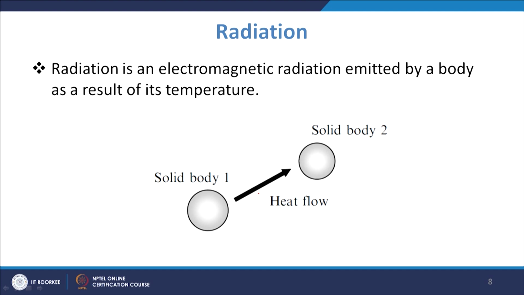Then you have another part, which is the radiation. Radiation is an electromagnetic radiation emitted by a body as a result of its temperature. In that case, you have a body at higher temperature, and it will be emitting radiation towards a body of lower temperature. That is the principle. So this flow which takes place is in the form of electromagnetic radiation, and that is why it is called radiative heat transfer.